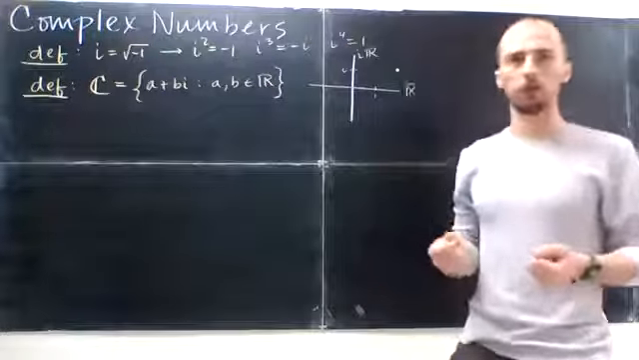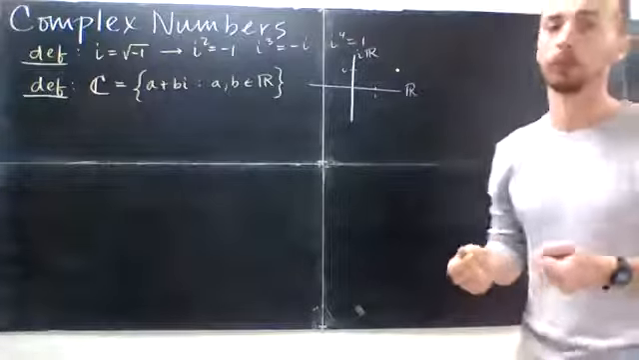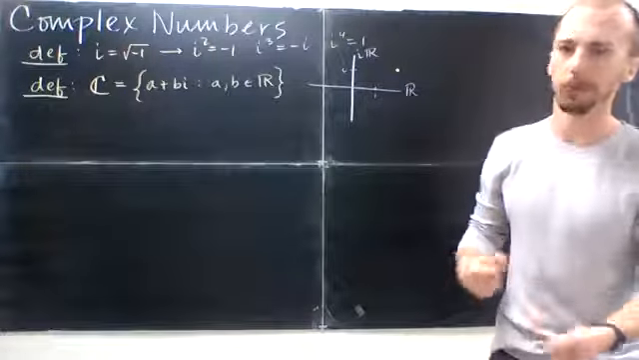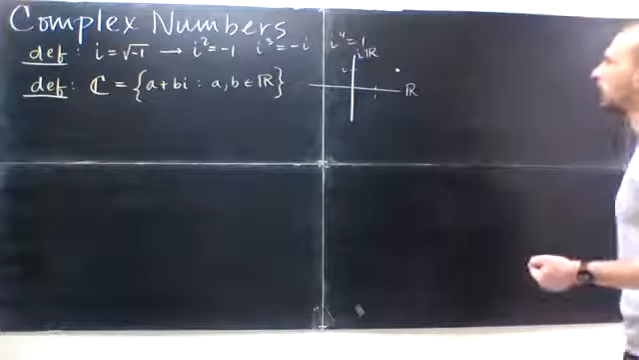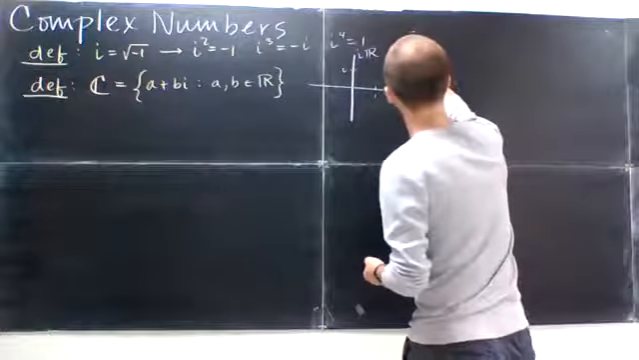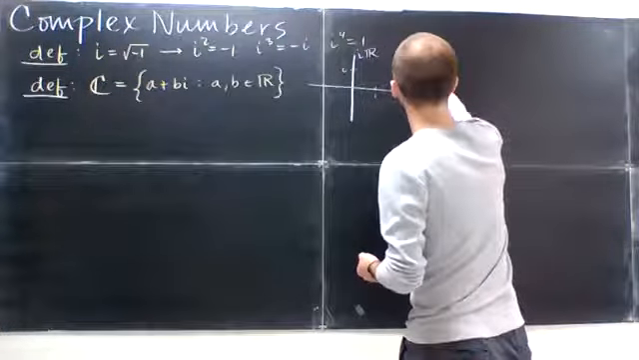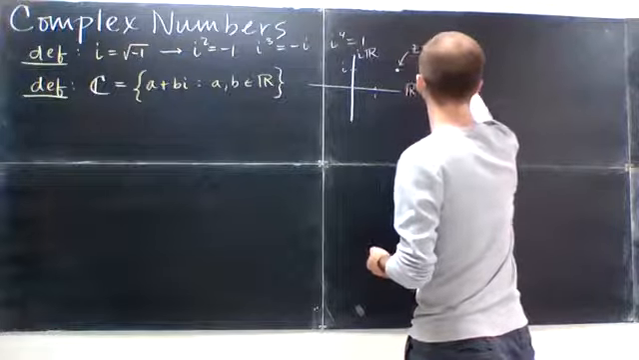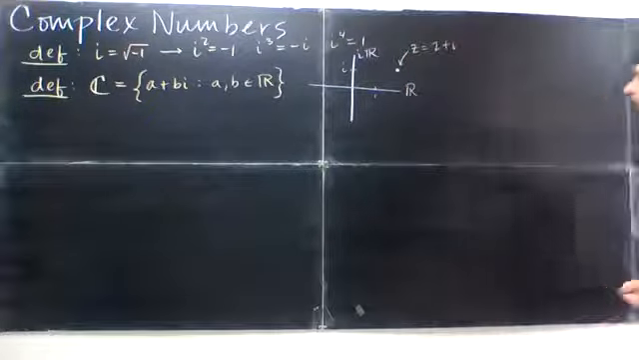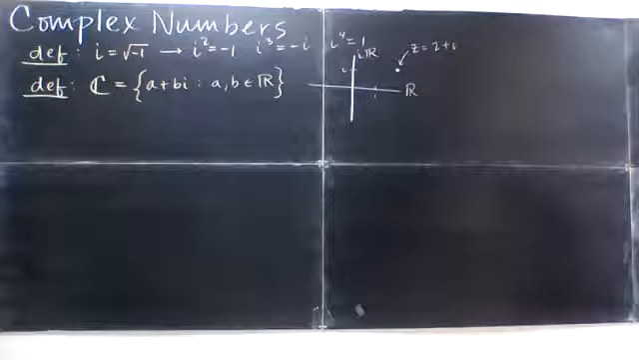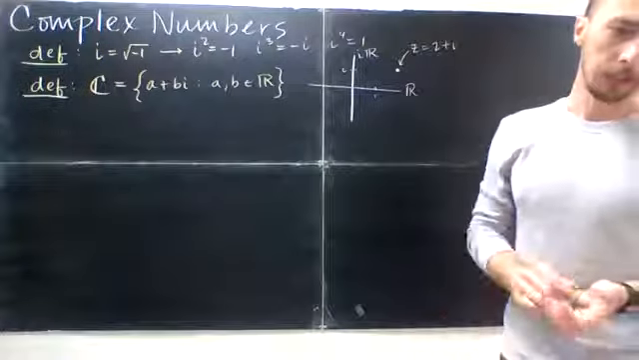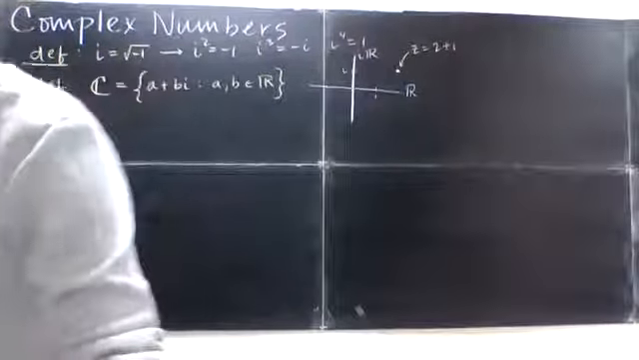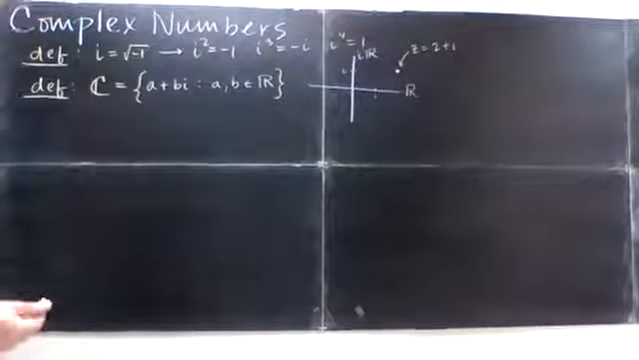Now, the variable that we usually use to denote a complex number is z, and then if you need a second one, probably w. And so I'll call this one z equals 2 plus 1i, for example. Okay. I'm also going to need to define the absolute value of a complex number.